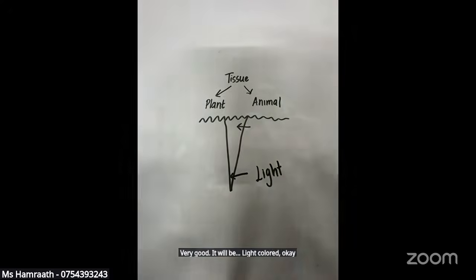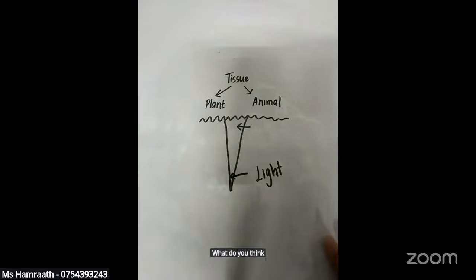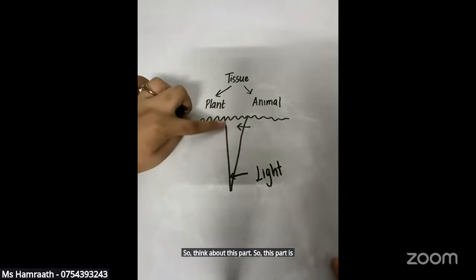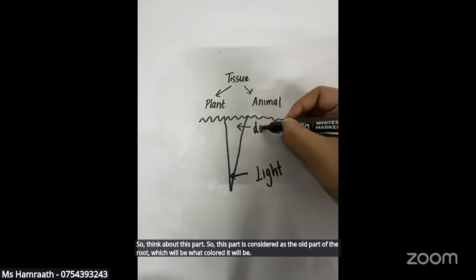Now think, a new baby is born in your family. Will it be light colored, or will it be very dark like an old person's skin? If you take the baby, it will always be light. Why? It's new to the world. So this part is considered the old part of the root, which will be dark colored.